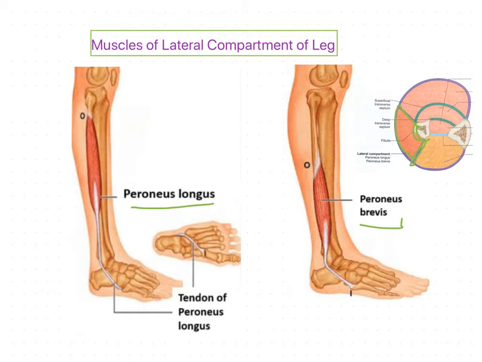If you see the origin and insertion for Peroneus longus, it originates from the head of the fibula and the upper two-thirds of the lateral surface of the fibula. For the insertion, the tendon passes behind the lateral malleolus and across the lateral surface of the calcaneum, and then it rounds the cuboid bone and enters into the sole.